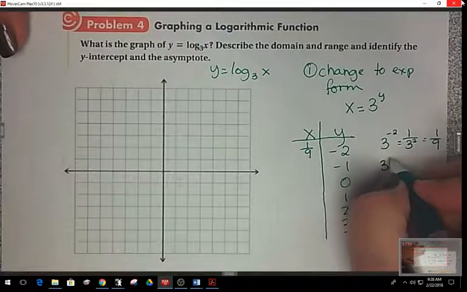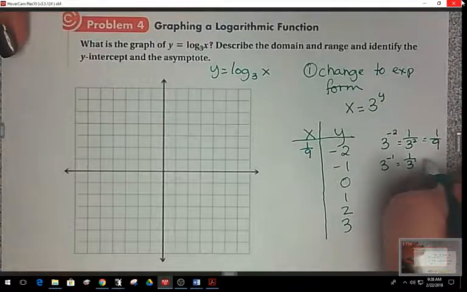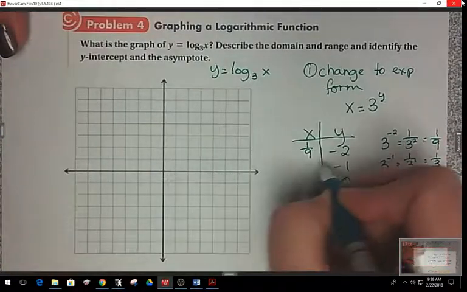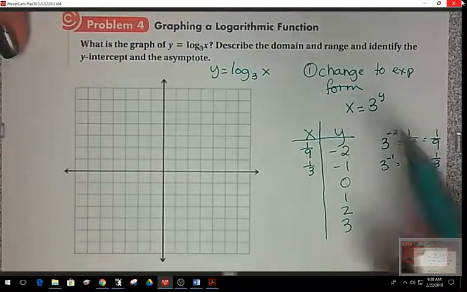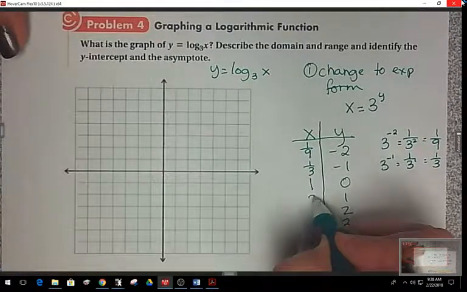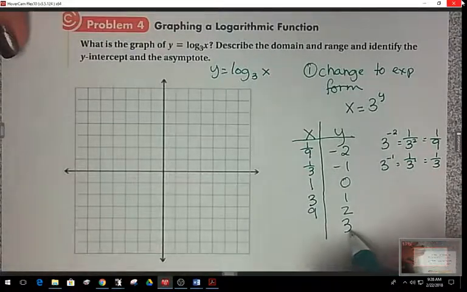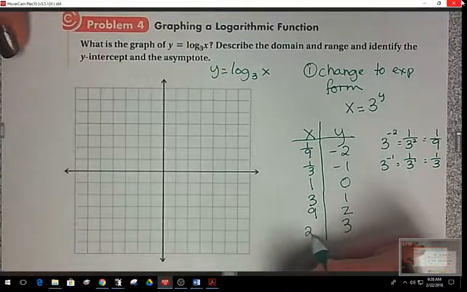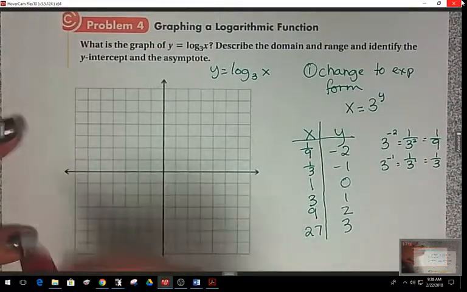When I do 3 to the negative 1, I get 1 over 3 to the first, which is just 1/3. But now when I have 3 to the 0 power, I get 1. 3 to the first power is 3. 3 to the second power is 9. 3 to the third power is 27. And my graph is obviously not big enough to show that last ordered pair, so we're just going to graph what will fit over here.